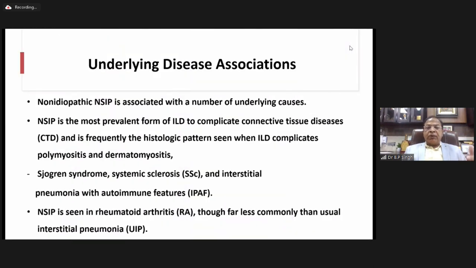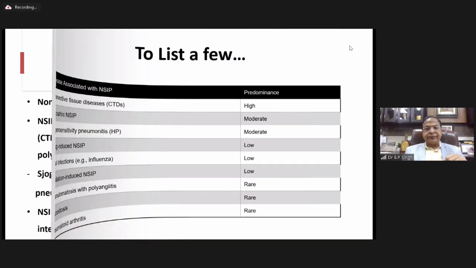Underlying disease associations are very important in non-specific interstitial pneumonia. Non-idiopathic NSIP is associated with a number of underlying causes. It is the most prevalent form of ILD to complicate connective tissue disease, and it is frequently the histological pattern seen when ILD complicates polymyositis and dermatomyositis. It is very important. Also Sjögren syndrome, systemic sclerosis, and interstitial pneumonia with autoimmune features. NSIP is seen in rheumatoid arthritis, though far less commonly than the UIP pattern, which is much more common in rheumatoid arthritis-induced interstitial lung disease.